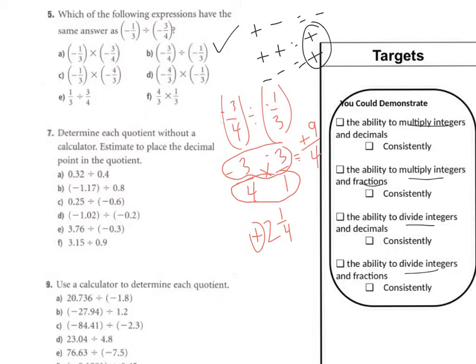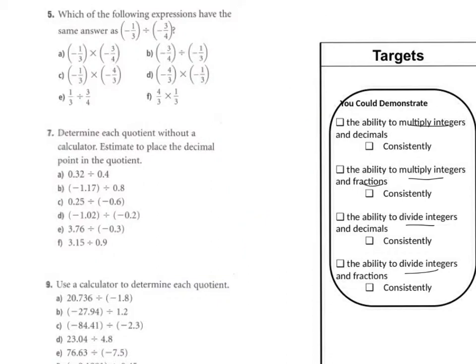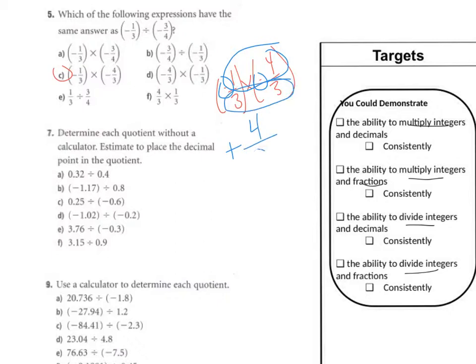Let's erase that and try another one. Let's do C. So negative 1/3 multiplied by negative 3 over 4. Signs are the same, I get a positive answer. I'm already multiplying, so I can multiply the numerators. I can multiply the denominators.